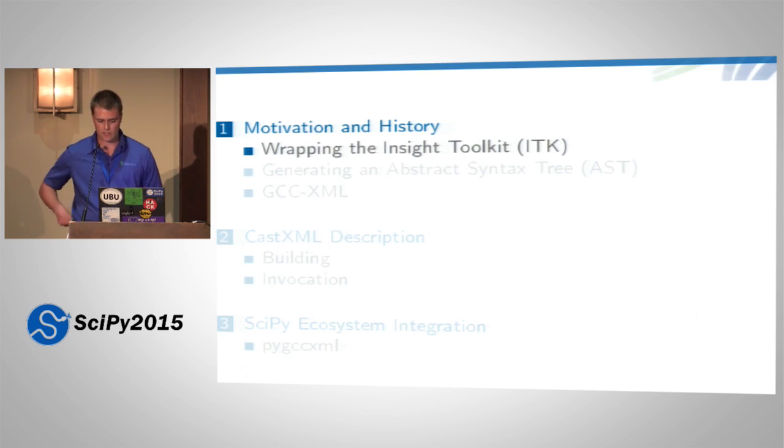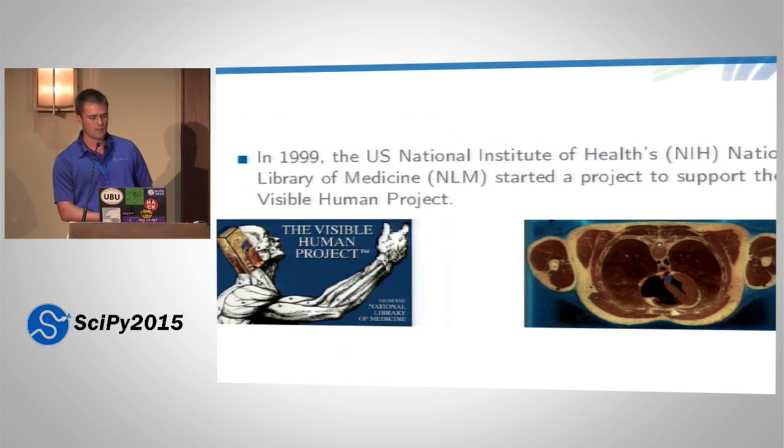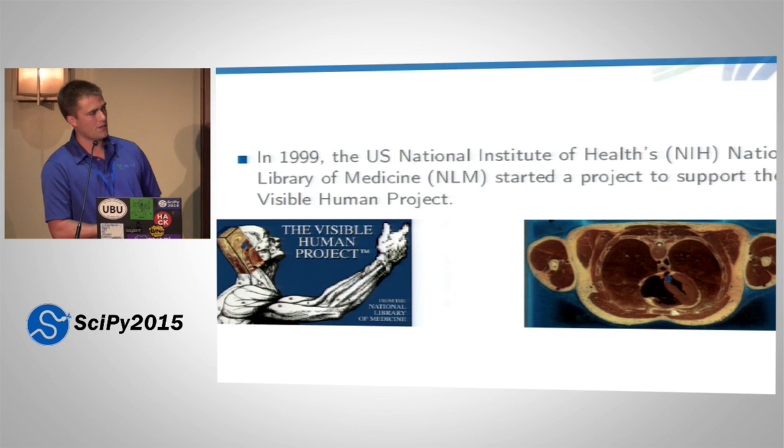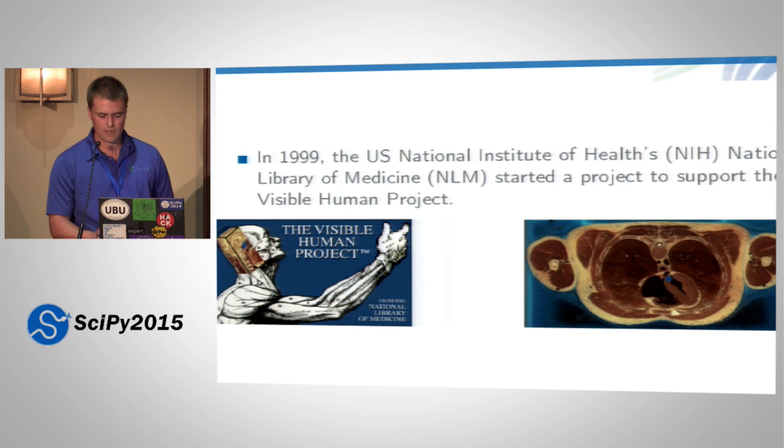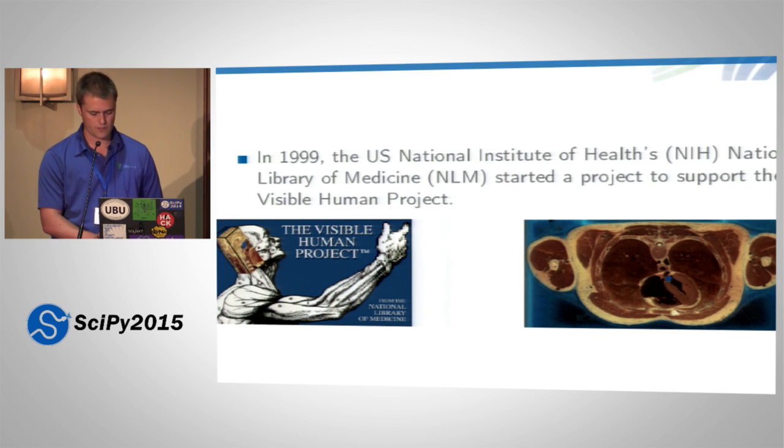So the motivation and history, it started by wrapping the Insight toolkit. This is one of my favorite open source projects because I work a lot on it. It was started a long time ago in 1999 by the US National Institutes of Health. The National Library of Medicine did a big project where they imaged two people, their full body in many different imaging modalities, and they called it the Visible Human Project. There's a large amount of data, but they needed some software to actually analyze it and use it.